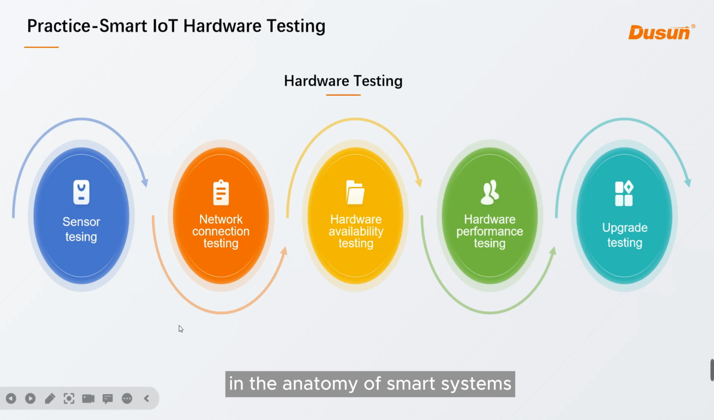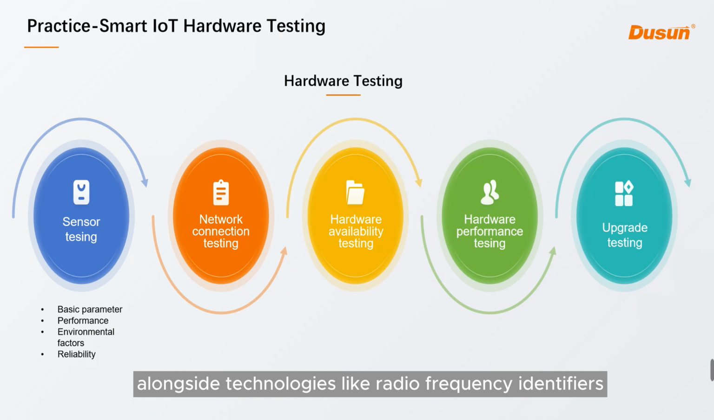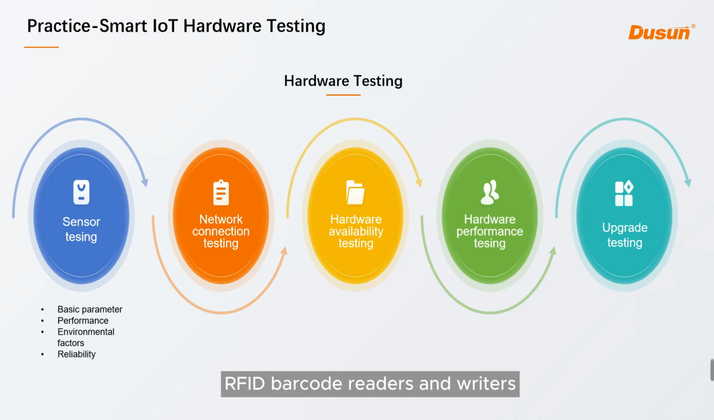Sensor testing. In the anatomy of smart systems, smart sensors play a crucial role similar to the nose in the facial features of the human body. Alongside technologies like radio frequency identifiers (RFID), barcode readers and writers, and the global positioning system, sensors work collectively to define the intricate features of the system.